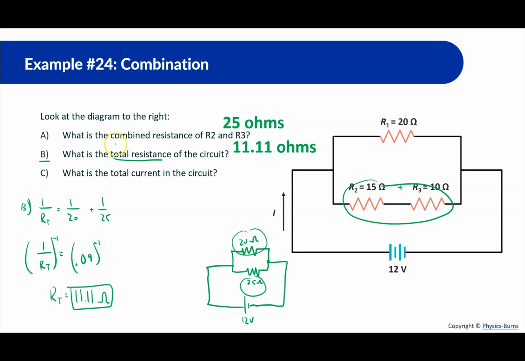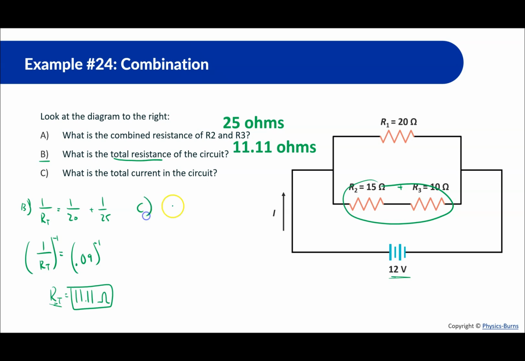Now part C is, what is the total current? So I have the resistance total, I have the voltage total, and now I should be able to find the total current relatively easily. We're just going to be doing Ohm's law. V equals current, voltage equals current times resistance. So total voltage is 12, total current is what we're looking for, total resistance is 11.11. Simplify this. Current is equal to 12 divided by 11.1111. And let's see what we get. We get 1.08 amps.